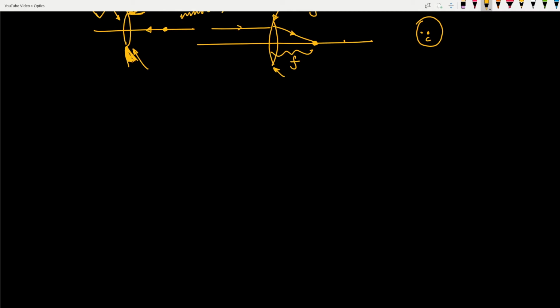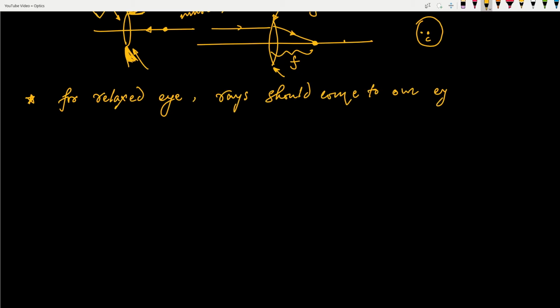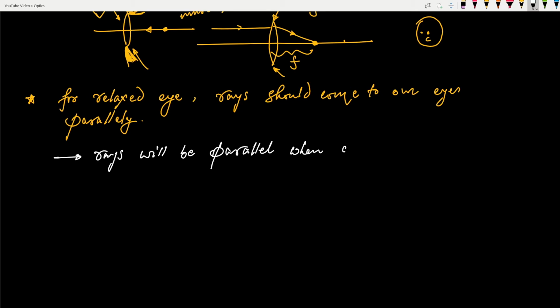That is when the object is far away. Okay, so this is the concept that you need to remember. For a relaxed eye, rays should come to our eyes parallelly. Now, one concept I have already talked about: when do rays come parallelly to our eyes? What is the answer? Rays will be parallel when the object is far away, or we can say when the object is at infinity. Okay, simple as that.